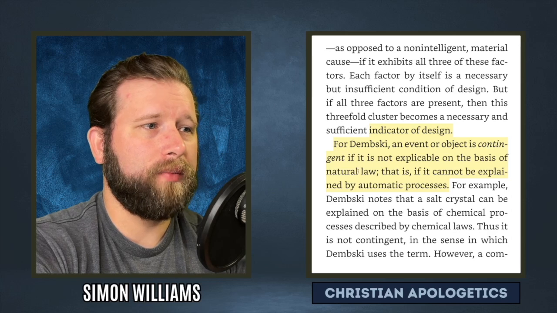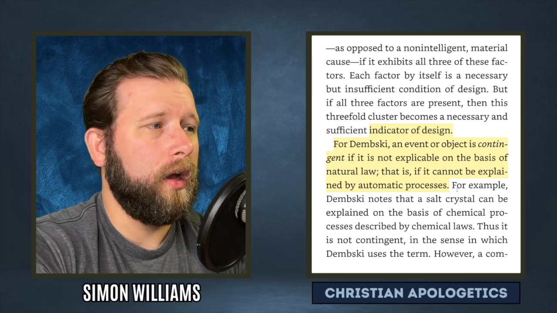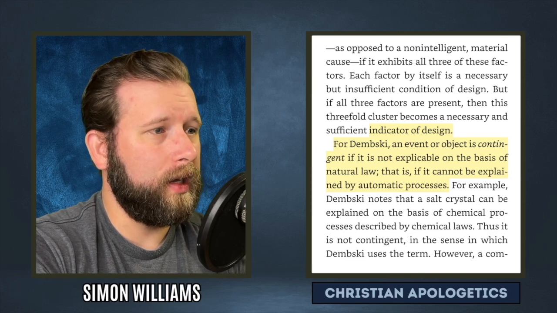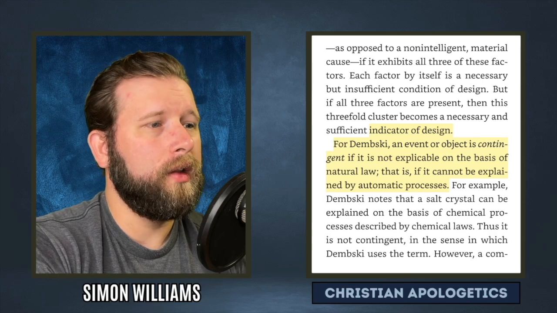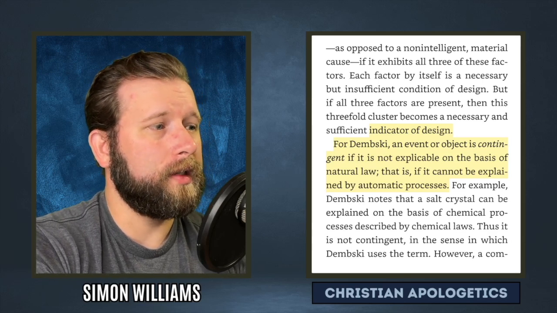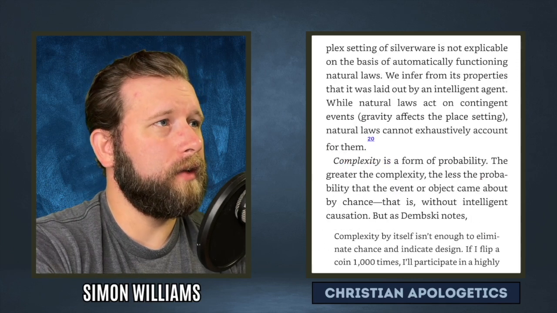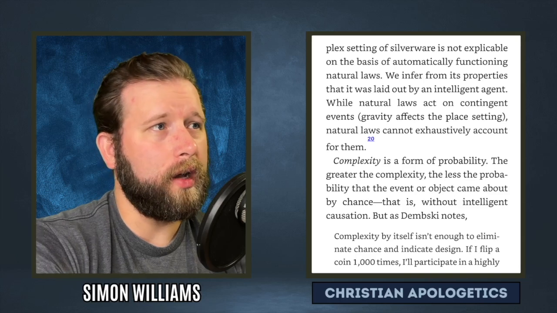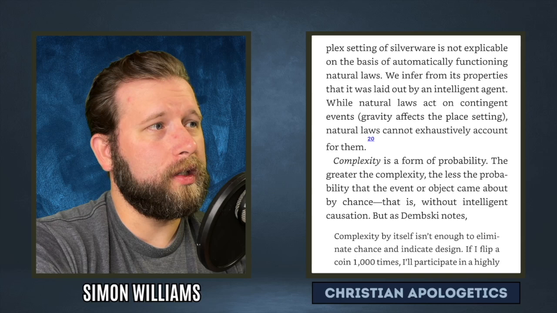Okay? It cannot be explained by automatic processes. All right? For example, Dembski notes that a salt crystal can be explained on the basis of chemical processes described by chemical laws. Thus, it is not contingent, in the sense in which Dembski uses the term. However, a complex setting of silverware is not explicable on the basis of automatically functioning natural laws. We infer from its properties that it was laid out by an intelligent agent.